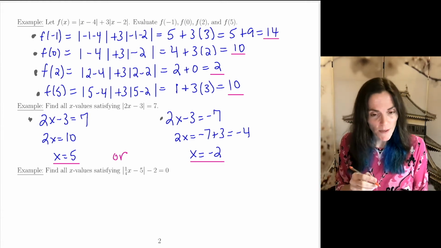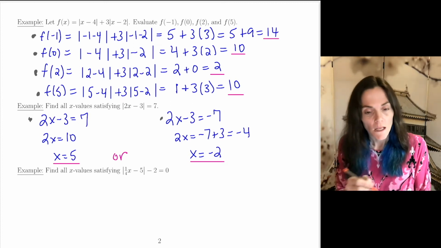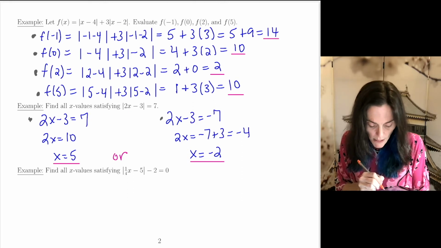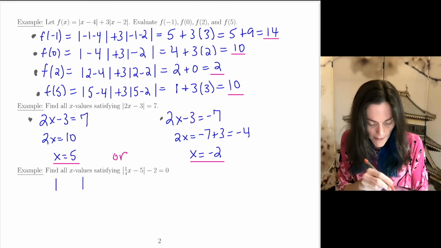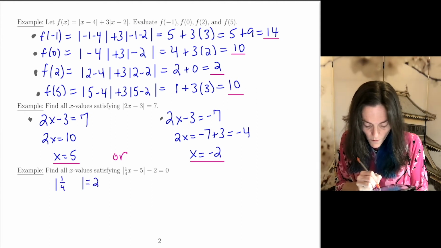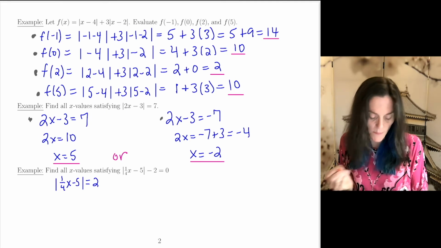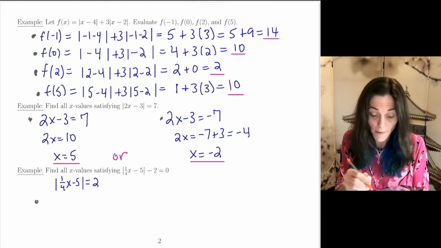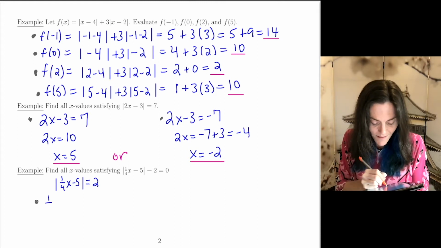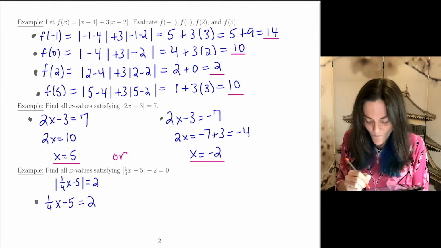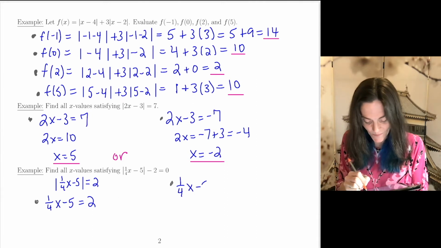Well, let's do the next one. It's very similar. We will have two possibilities. So maybe a first step, what we want is we can just add 2 to both sides. So we want the absolute value of 1/4 x minus 5 to be 2. And just as above, there's two possibilities. Either 1/4 x minus 5 is +2, or 1/4 x minus 5 is -2.